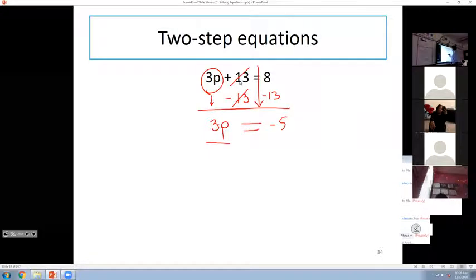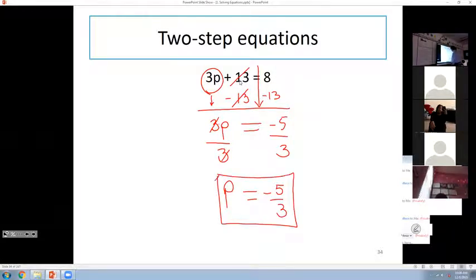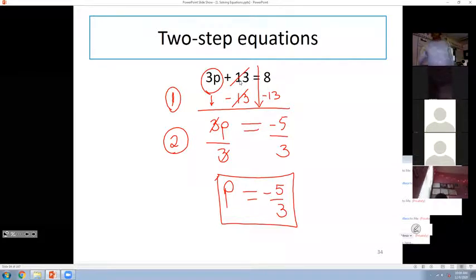We are supposed to divide each side by 3. 3 over 3 is equal to p. Thank you, Jada. Yes. And negative 5 over 3. That is the answer. Finally, we got p by itself by doing inverse operations. So that was the first step. We subtracted 13 from each side, and this is the second step. And we divide each side by 3. That's it, ladies and gentlemen.